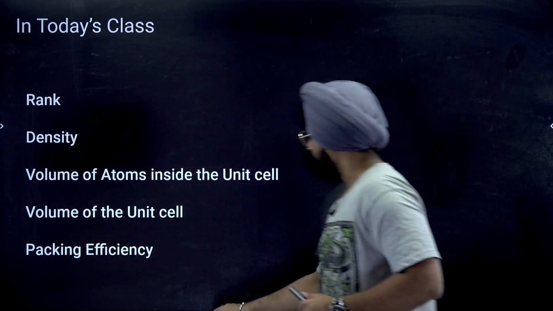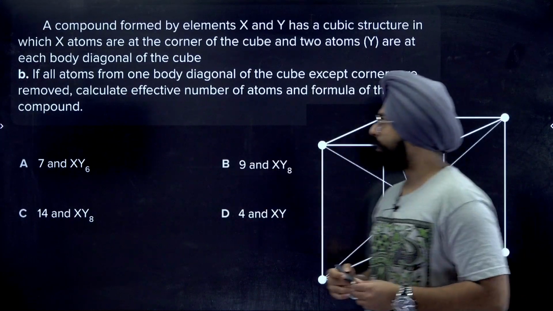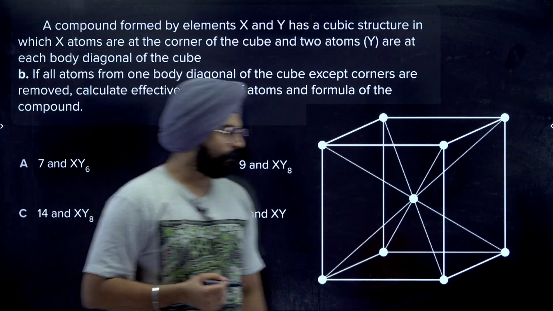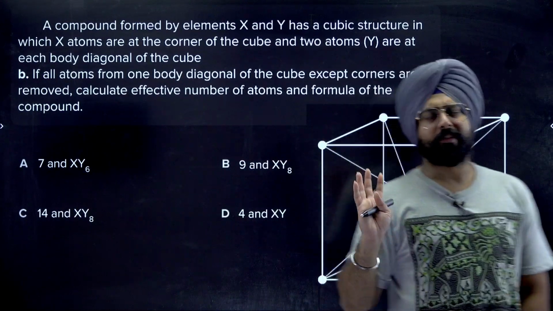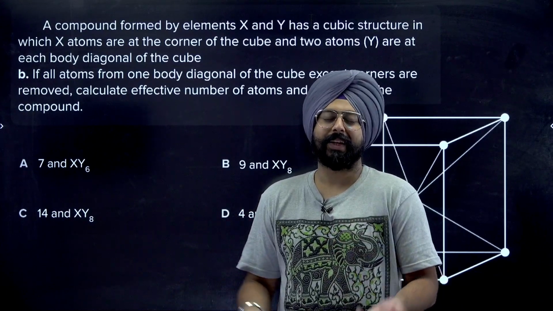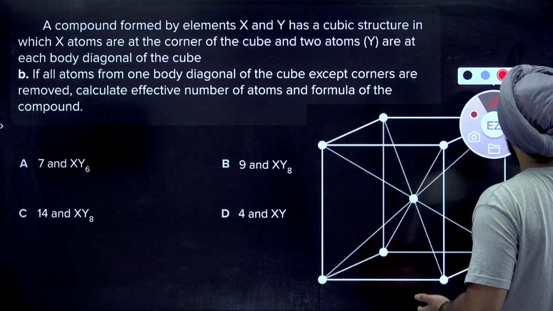Now, moving on, let's look at this question first, and then we'll move on to the different unit cells. There's a question that I gave as homework in the previous class. I think 3 or 4 people gave me the correct answer in the previous class's comment section, because everyone else, I don't think they even waited till the end of the class for this homework.